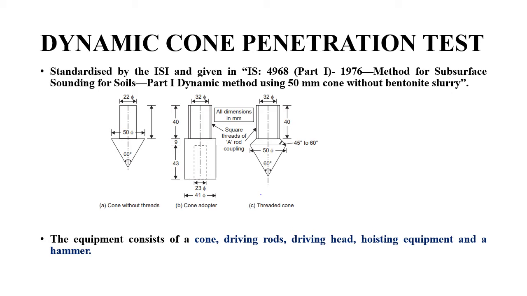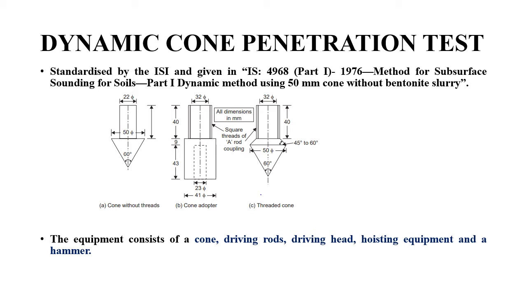Okay. And just like static cone penetration test, this is also standardized by the ISI, and the detailed procedure and the method specifications is available in IS 4968 Part 1 1976. Method for subsurface sounding for soils Part 1 dynamic method using 50 cone without bentonite slurry. So actually this same procedure can be done with and without bentonite slurry. So separate codal provisions are available for the same test conducted with bentonite slurry and without bentonite slurry.